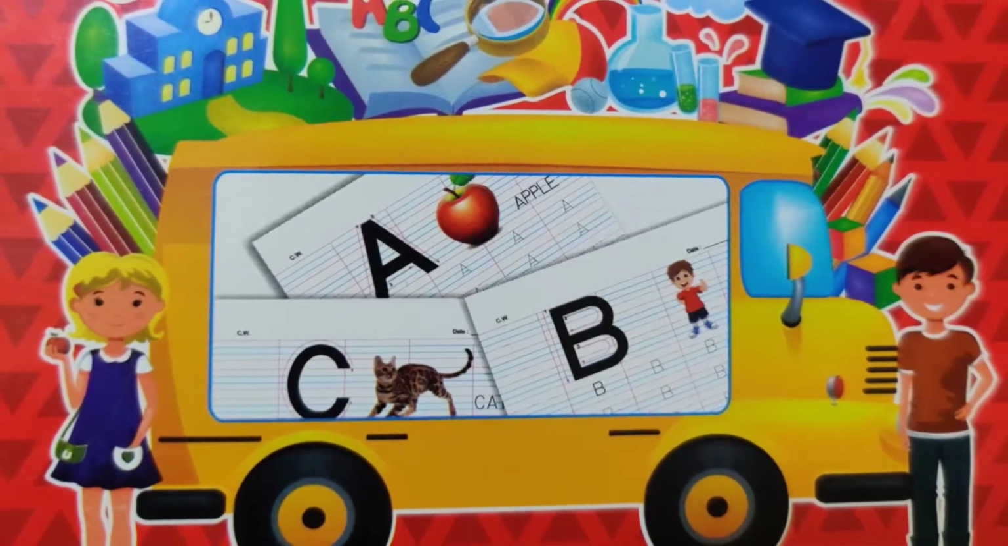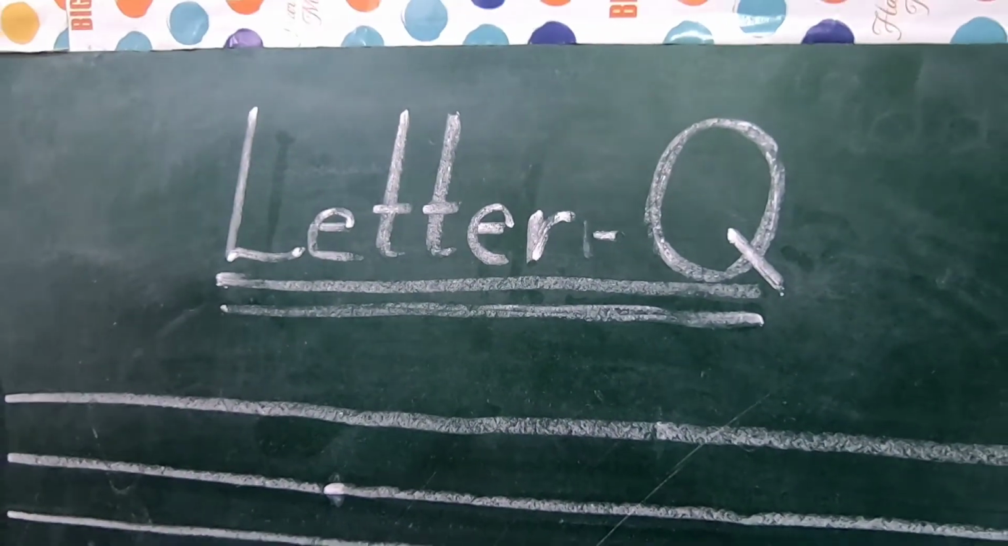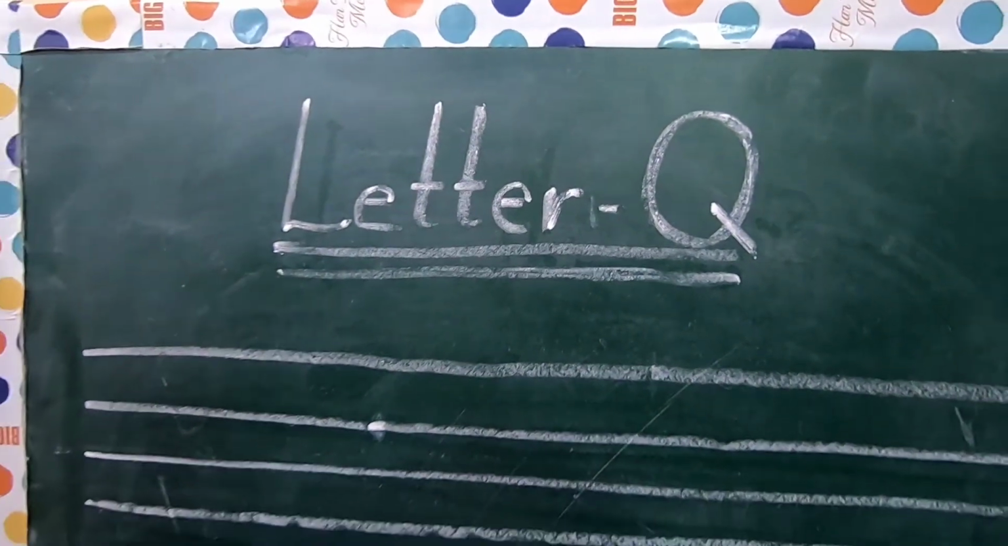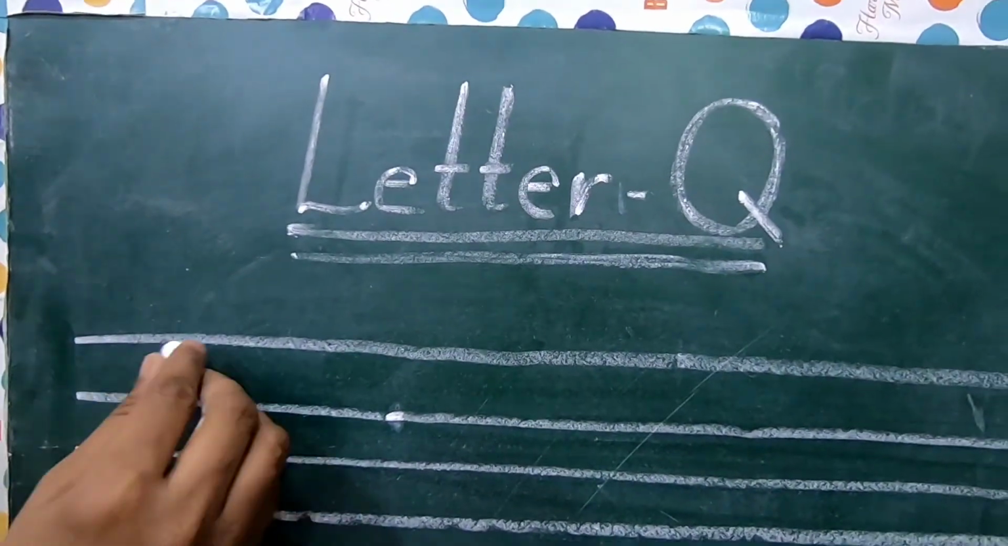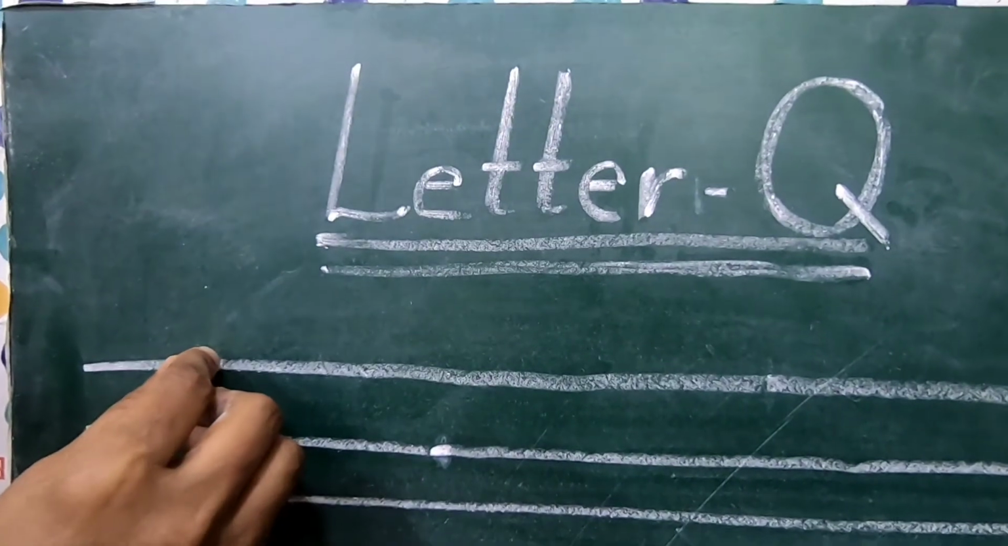So let's continue with the remaining letters. Let's start with a new letter Q. First of all, we will start again from the front line. From this point only we will make Q.